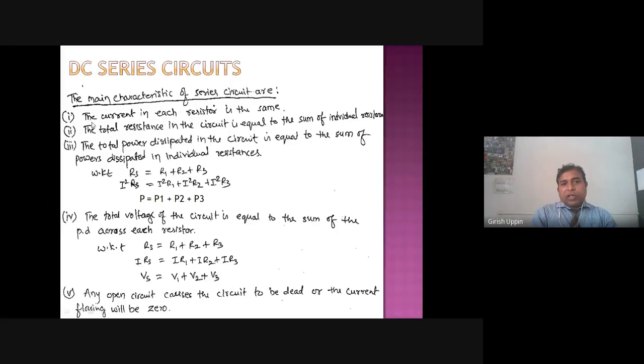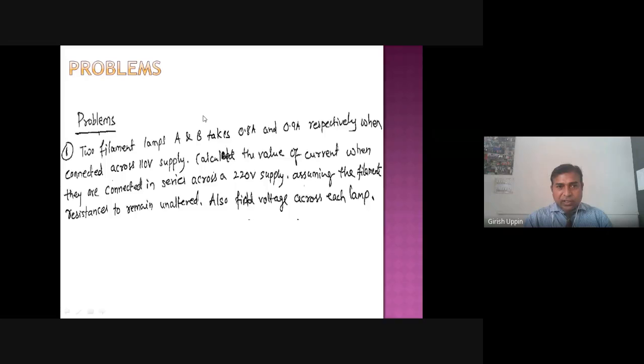Okay. What is the first characteristic? The current in each resistor is the same, right? It says the current in each resistor is the same. Then we'll come back.